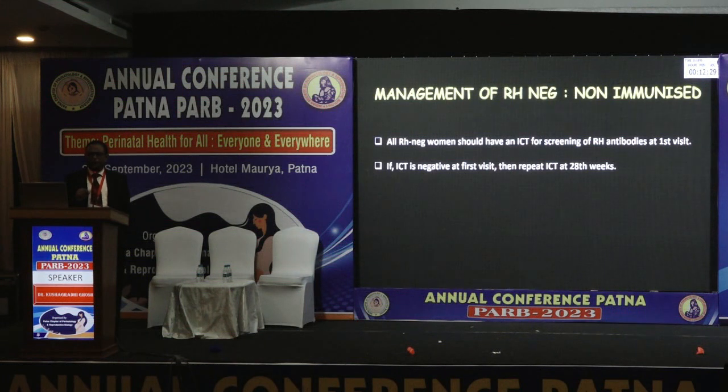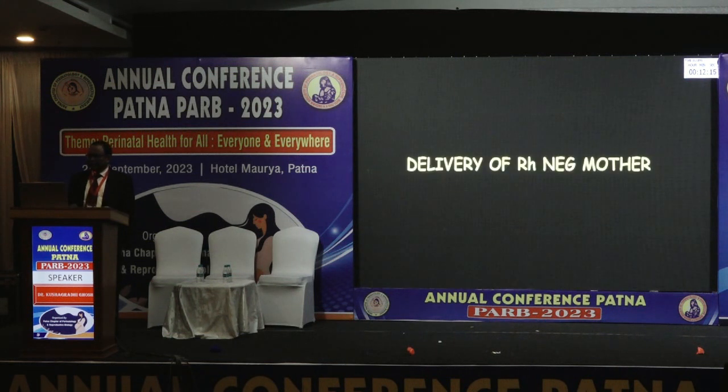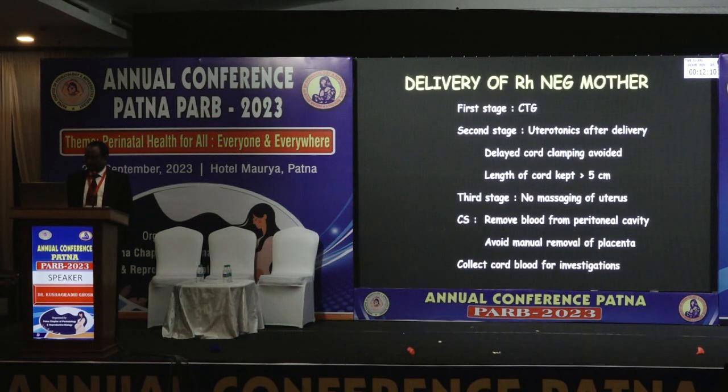Now, the management of Rh non-immunized mothers, which means a mother has come Rh negative, we do an ICT, and the ICT is negative. What to do? The next time when we should do the ICT is at 28 weeks. Now, how to deliver an Rh negative mother? First stage, we do CTG.